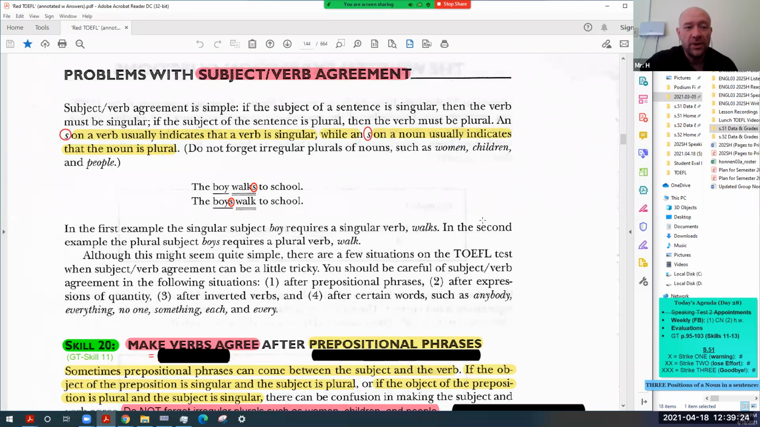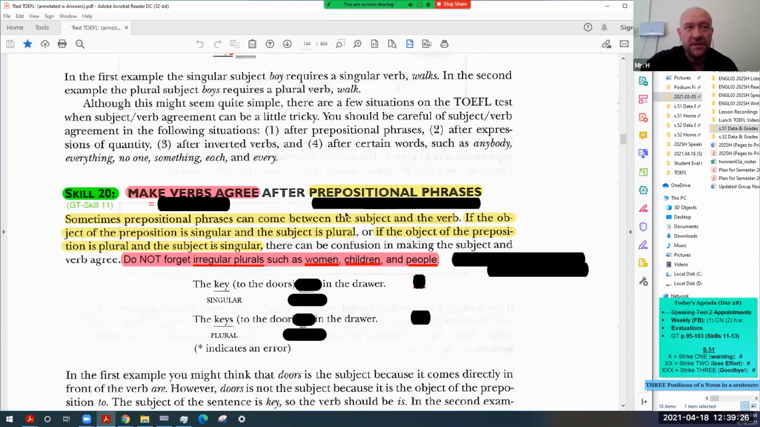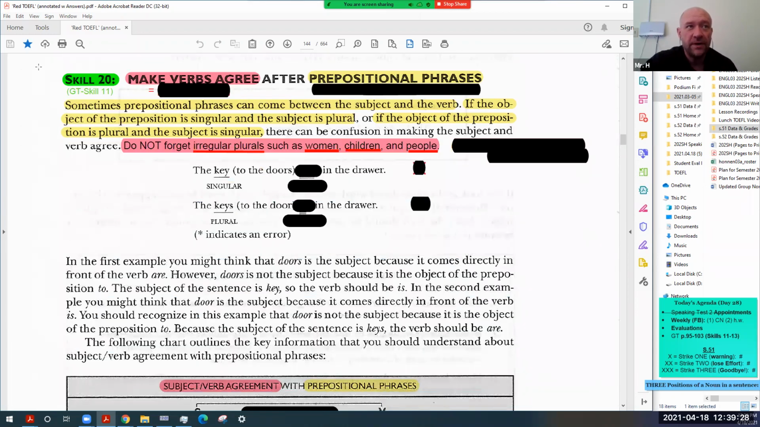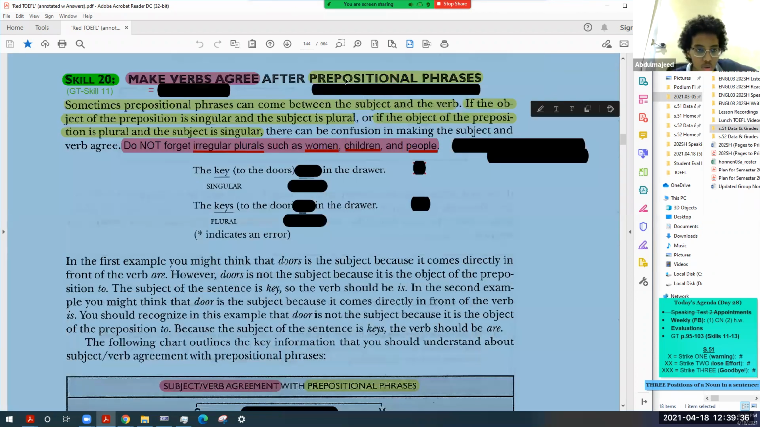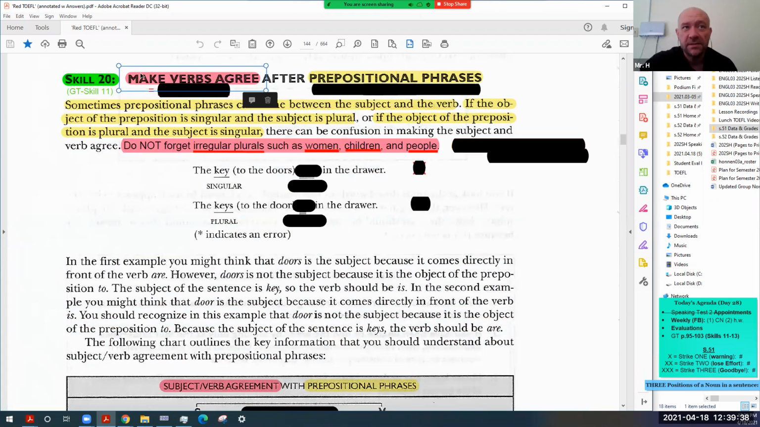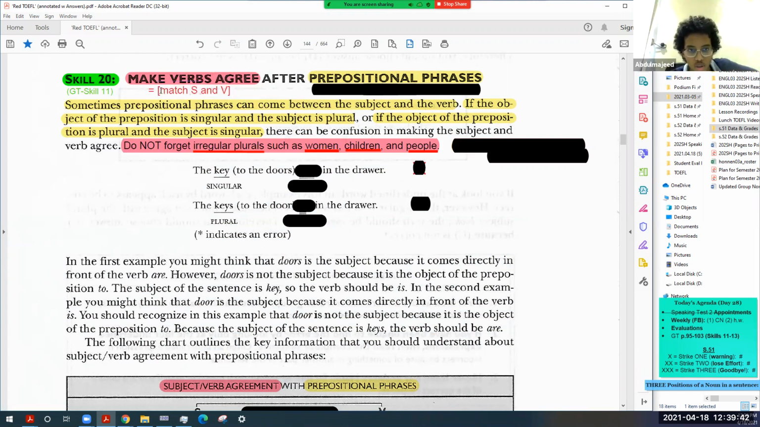All right, so Abdul Majid, what skill do we have here? Skill 20. Make verbs agree after the preposition phrases. Right, and what is the meaning of this? Make verbs agree. Say it. Match a subject and a verb. Okay. All right, Mohammed. What do you see here?